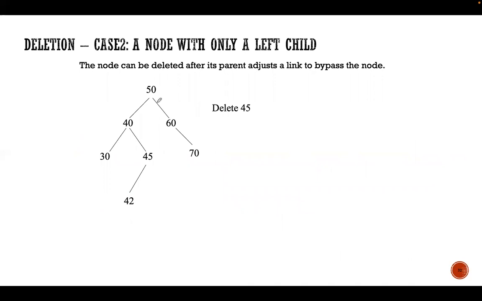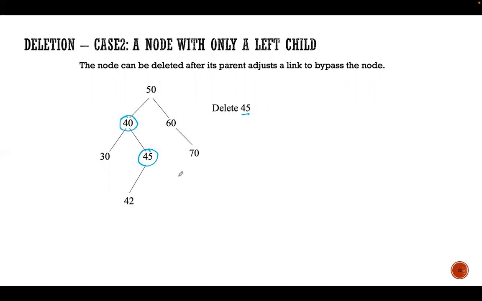All right. So here, let's see an example. We are trying to delete node 45. So you can see that 45 is a node where it has only one child. It can have only one child, either a left child or right child. All right. So this node can be deleted after its parent adjusts a link to bypass the node. Okay. So you can see that the node is 45 and 45 has a parent 40.